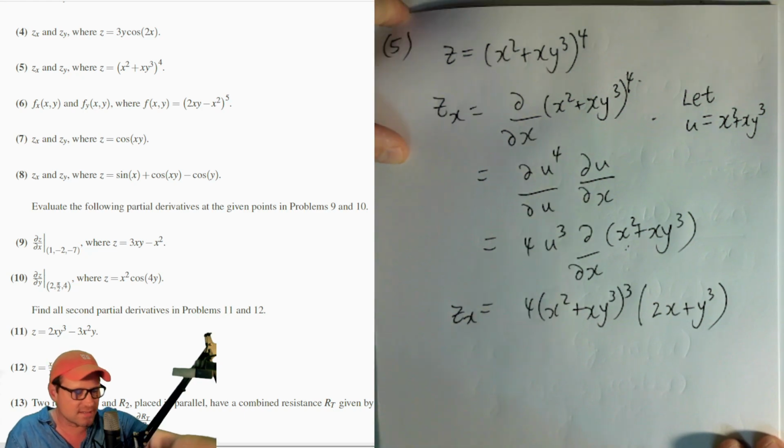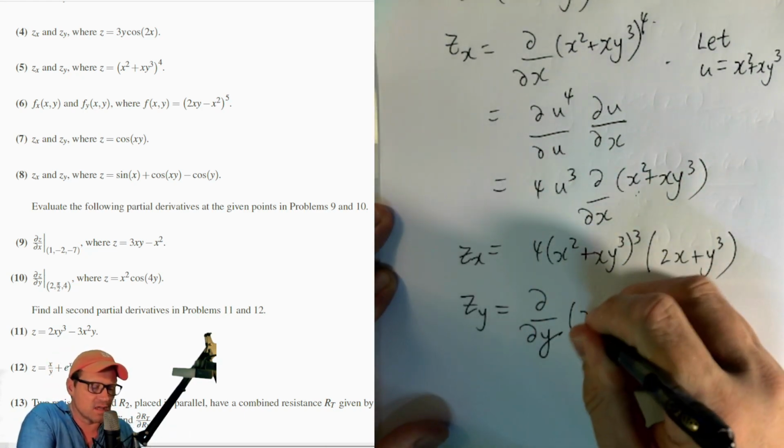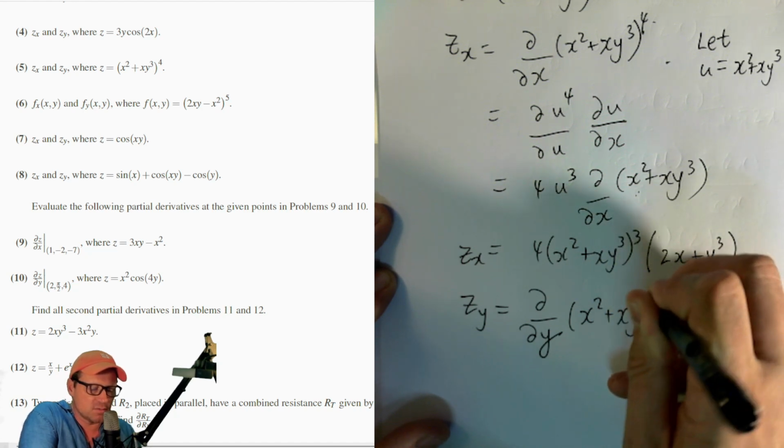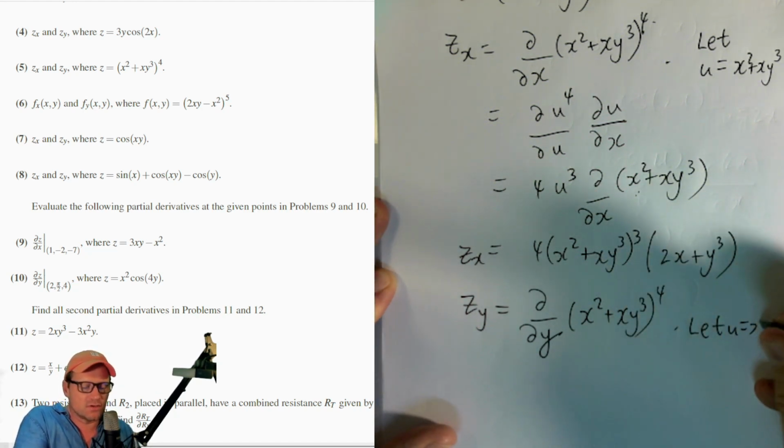Now moving on to z subscript y, differentiating with respect to y this time, x squared plus xy cubed to the power of 4. And so again, let's let u be equal to x squared plus xy cubed.